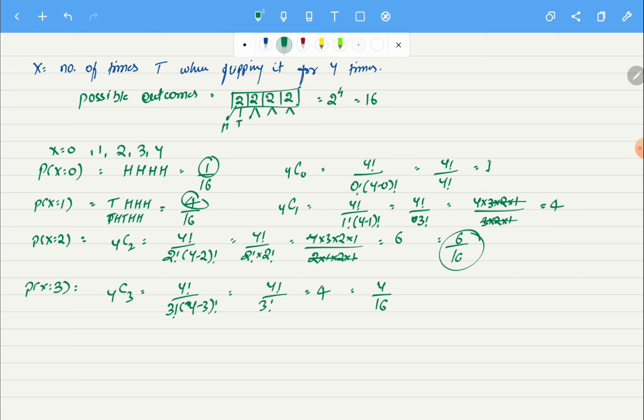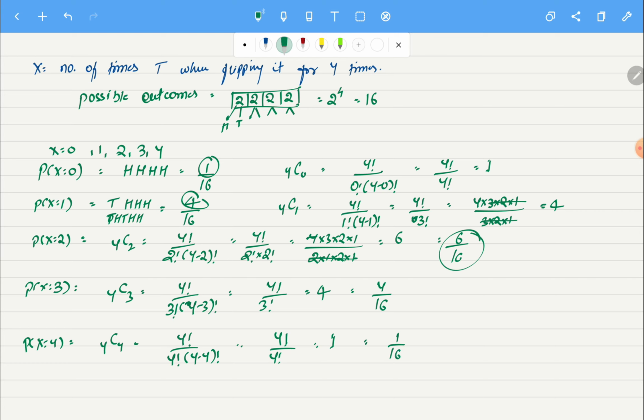So now you can see it is showing some sort of symmetry. Now we will find the last, which is x equals 4, 4C4, which is 4 factorial divided by 4 minus 4 factorial. This is nothing but 4 factorial divided by 4 factorial, which is nothing but 1. So you see the symmetry, 1, 4, 6, 4, 1. So this will be 1 divided by 16.